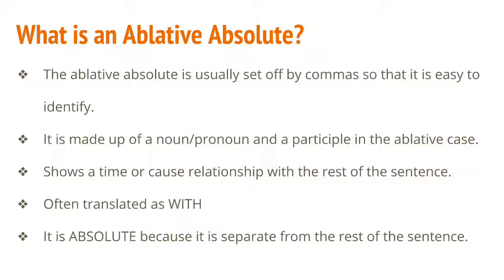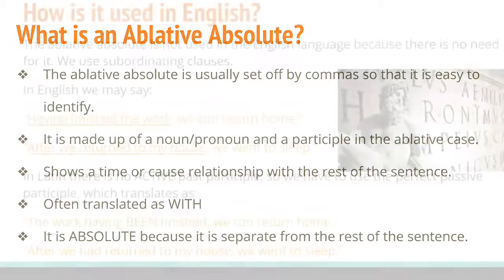The ablative absolute consists of a noun or a pronoun and a participle that agrees in the ablative case. The ablative absolute is typically set off by commas so that it's easy to identify. It's called an absolute because it separates the rest of the sentence as well as shows a time or cause relationship with the rest of the sentence. It is often translated as with, but it depends on the context of the sentence.